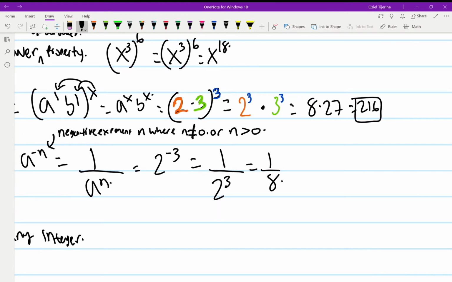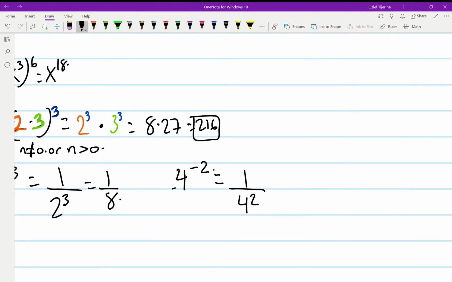If I have, I don't know, for example, 4 to the -2, it's going to be equal to 1 over 4 squared. Okay, so what you're doing is you're putting this in the denominator and then turning it positive, okay? It's the reciprocal, remember.